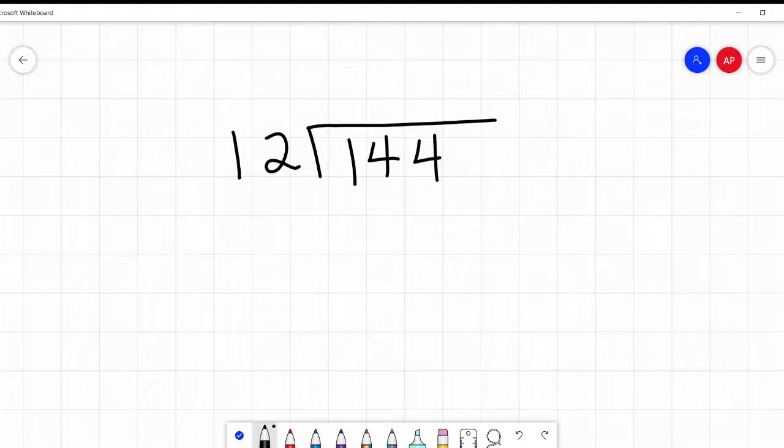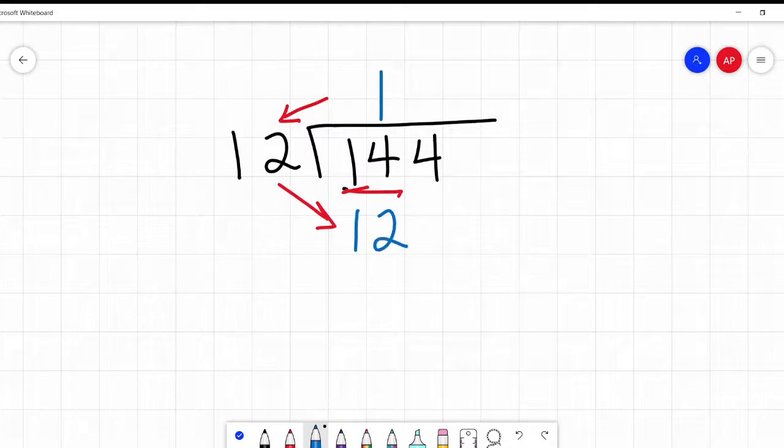Okay, so first thing, 12 into, because remember, the whole number that's out here, 12, the whole number 12, does it go into 1? No, it doesn't. Does it go into 14? Yes, it does. How many times? 1 time. We go back, 1 times 12, and then we write it down here. That is 12. We subtract, we get 2.